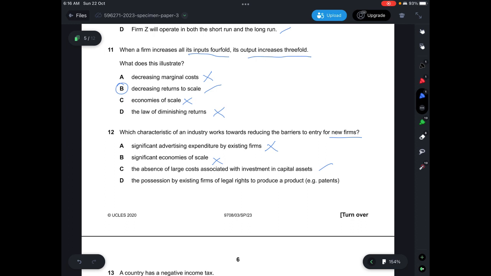And D says the possession by existing firms of legal rights. If there's legal rights, then firms have to purchase the patents, or maybe rights to the patents. If they were to do so, they won't have enough money, that would be the sunk cost for them. So that would be increasing barriers to entry. So answer here will be C.